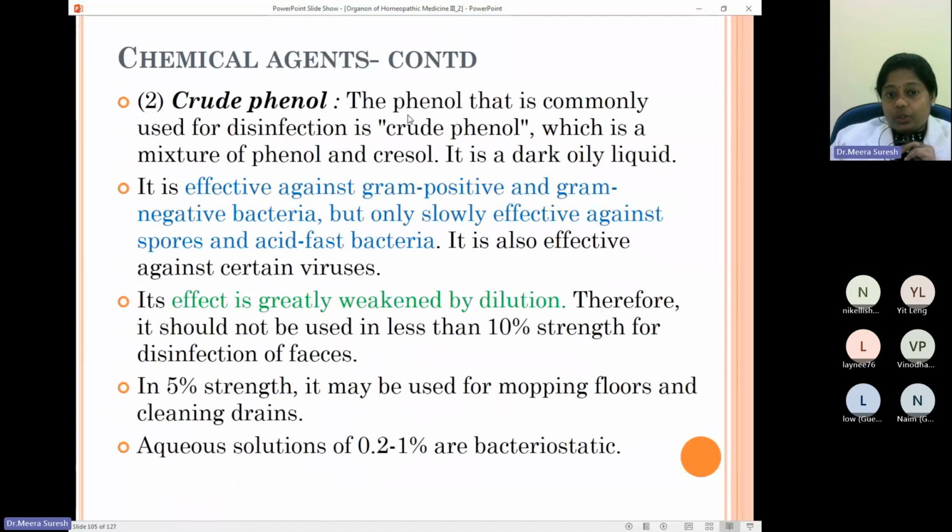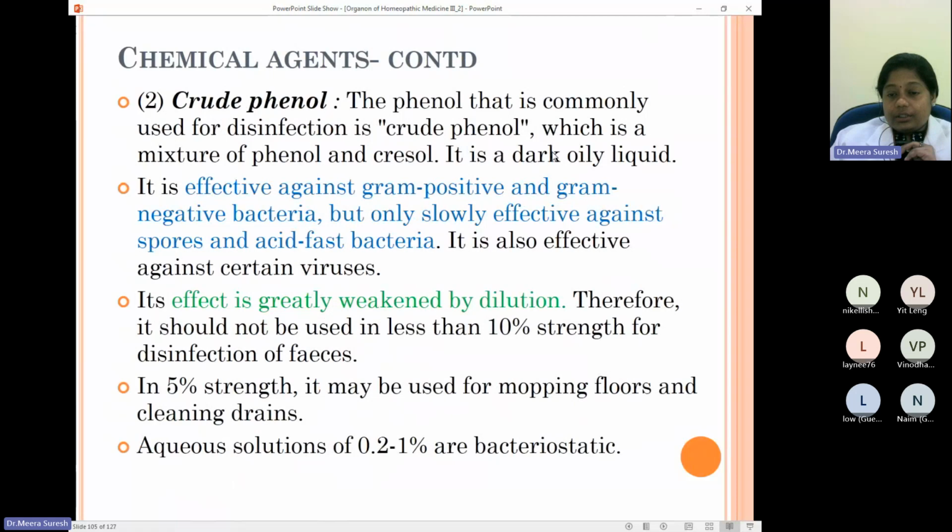The second one, crude phenol. The phenol that is commonly used for disinfection is called the crude phenol. So it is not the pure phenol that we are using for cleaning purpose. What we use is actually the crude phenol, and that is a mixture of phenol and also cresol. So that becomes the crude phenol, which we are using actually for the cleaning purpose. The pure phenol, we use it as a standard on which other disinfecting materials are compared.